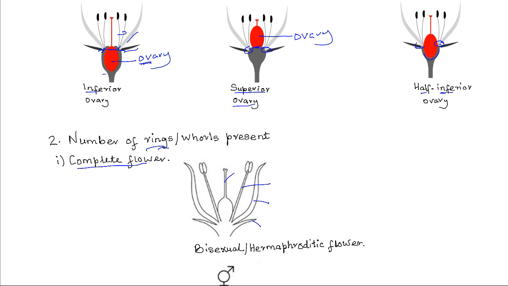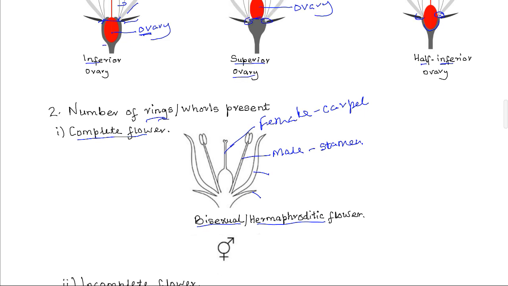Such a flower is also termed as bisexual or hermaphroditic because it has both the male part, that is the stamen, and the female part, that is the carpel. So the carpel is the female part, while the male part consists of the stamen. So such a flower is hermaphroditic, and it is represented by this sign of the hermaphrodite. Most flowers in nature are complete flowers, and they are thus hermaphroditic.